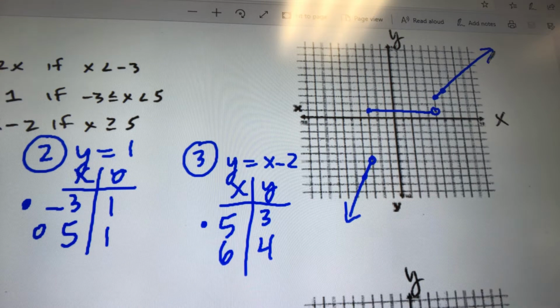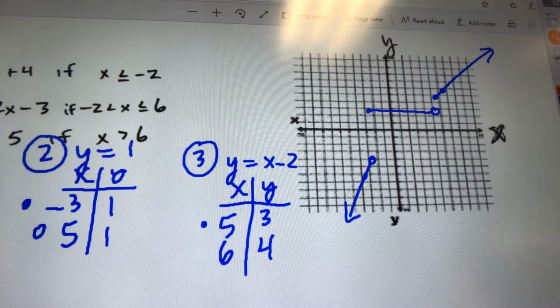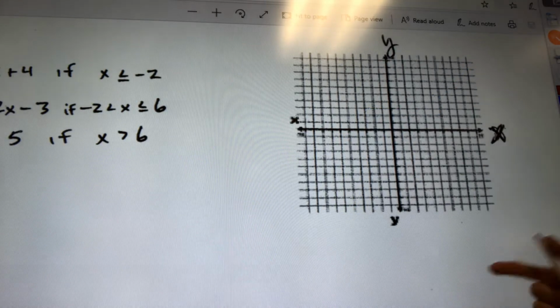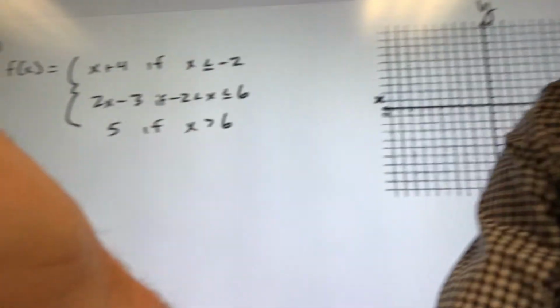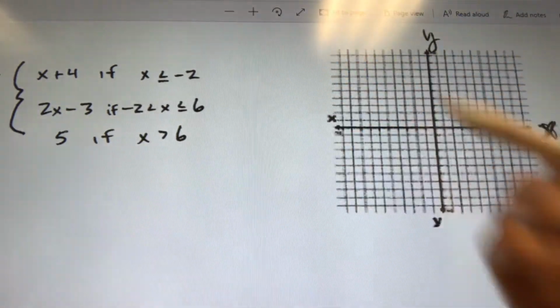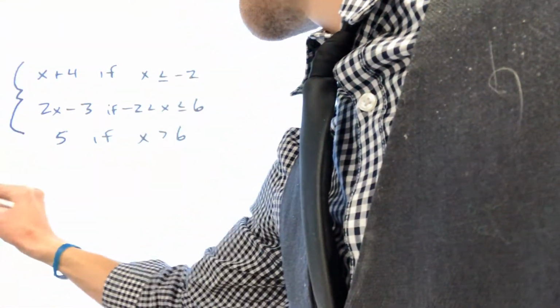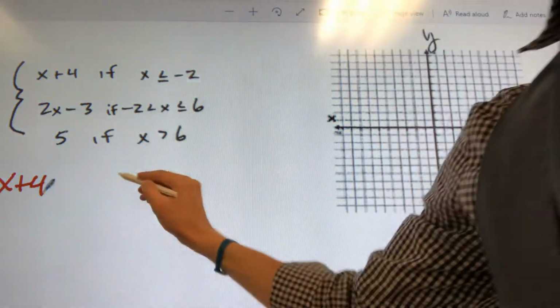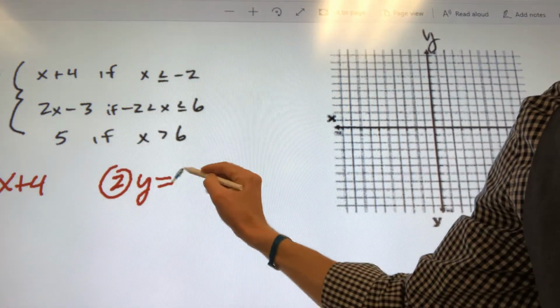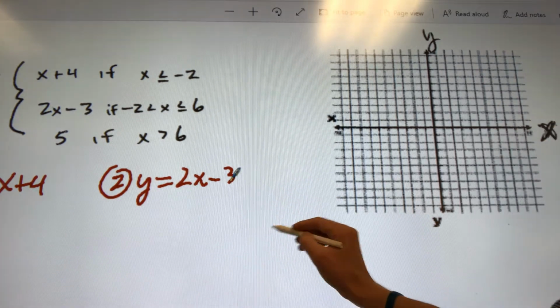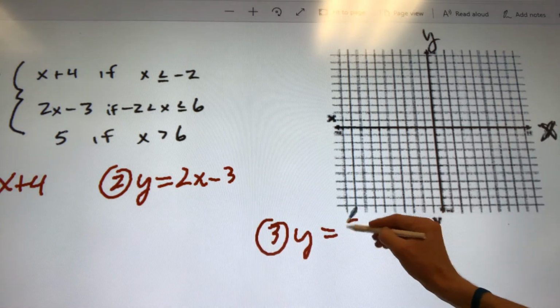All right, so then on number 3 here, let's talk about number 3 again. You're going to have 2 of these in your next quiz. I would imagine 1 on the Chapter 2 test. All right, so this first one is y is x plus 4. And the middle one is y is 2x minus 3. And then the third one is y equals 5.